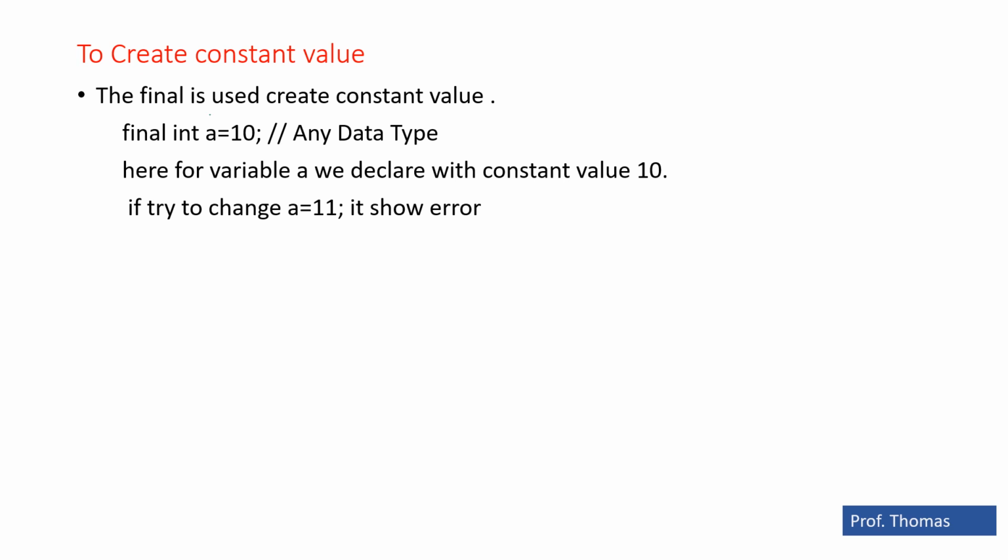The final keyword is used to create a constant value. If you initialize any variable along with the final keyword, that variable's value cannot be changed. Here we use final int a = 10. We can use any data type. Along with the data type, if you use the final keyword, that value cannot be changed. If we try to change the variable value, it will show an error at compile time.